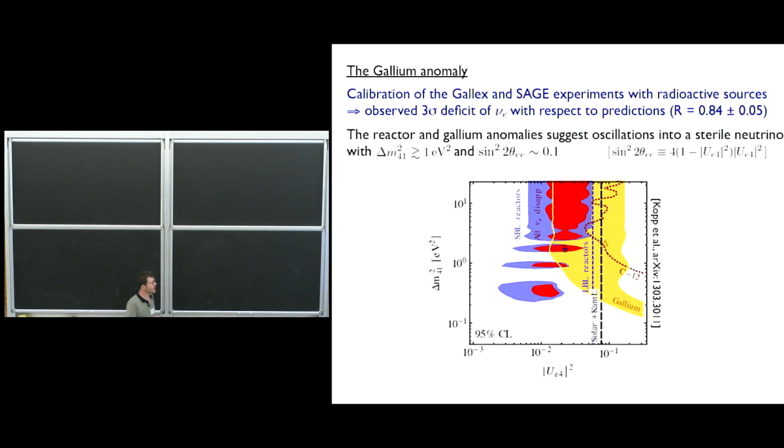Then there was the gallium anomaly, again coming from the calibration of the GALLEX and SAGE experiments with radioactive sources that produce nu e. There was a 3 sigma deficit. Actually, it has been confirmed by the BEST experiment, which again can be understood in terms of a light sterile neutrino, with delta m squared 4 1 of the order of 1 eV squared, sin squared 2 theta e of the order of 0.1. So more or less consistent with the reactor antineutrino anomaly, and the region in the |Ue4| squared, delta m squared 4 1 parameter space is given by this red region.